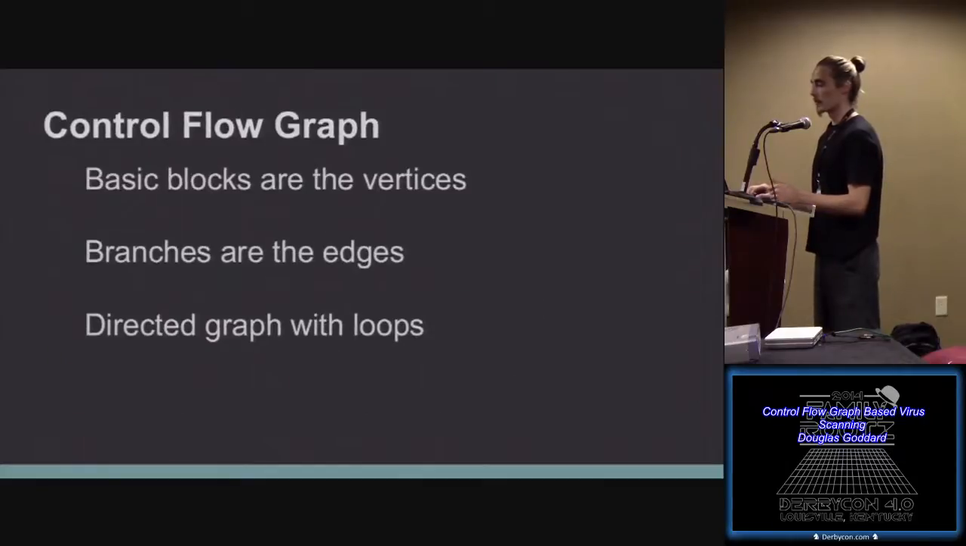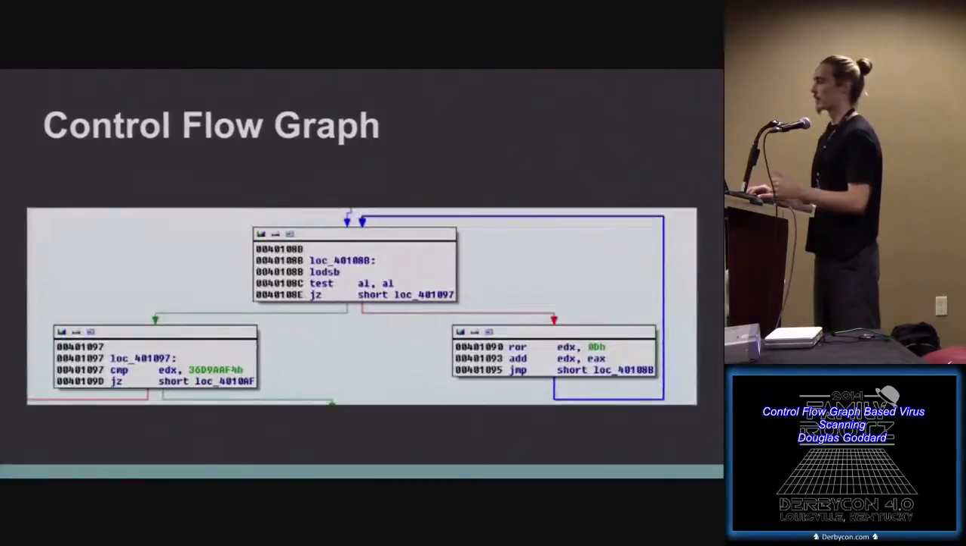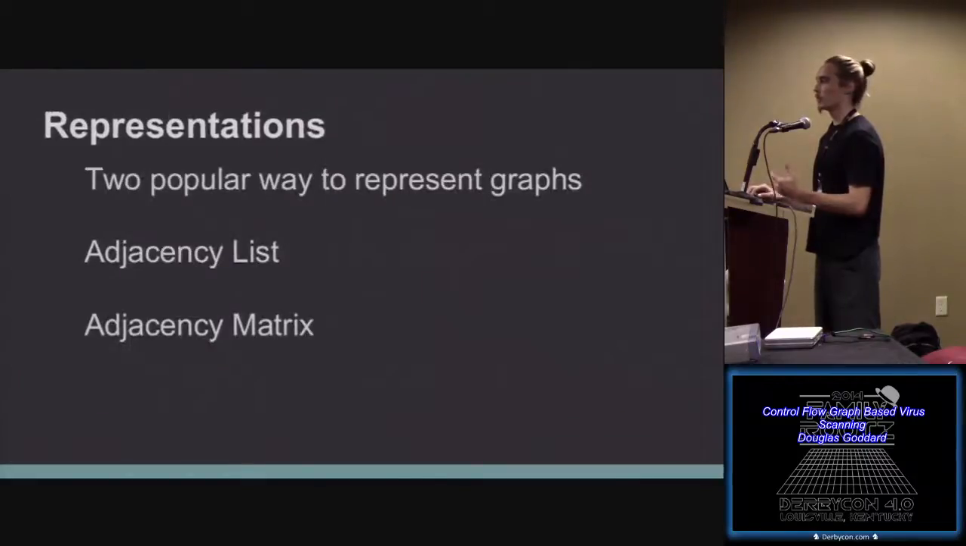So control flow graph, the basic blocks are the vertices, the branches are the edges, and it's a directed graph with loops. So once again, the IDA Pro might be a little bit more familiar. There's two popular ways to represent control flow graphs. The first is an adjacency list, and that's kind of the human-readable format. The next is an adjacency matrix, and that's the more computer-friendly format.